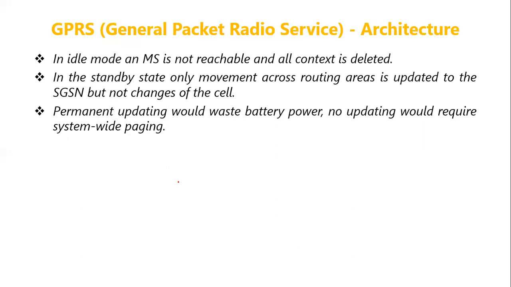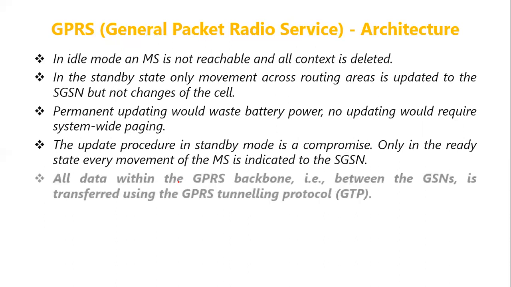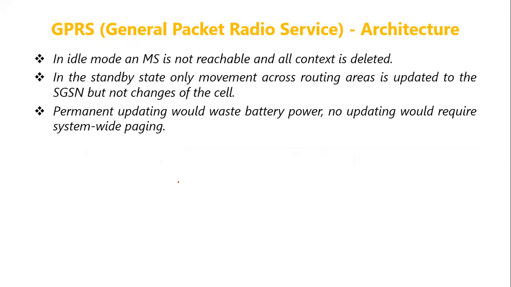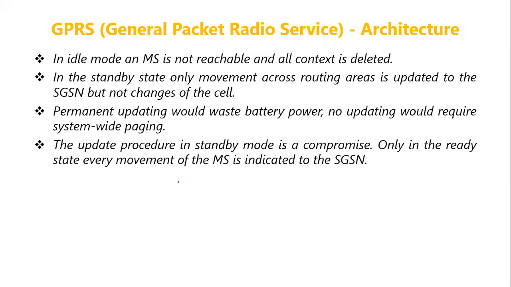Only in the ready state, every movement of the MS is indicated to the SGSN. So there are three states: idle, standby, or ready. If the mobile station is in the ready state, then every movement of the mobile station will be updated to the SGSN. If it is in standby mode, then the routing information alone will be updated. But if the mobile station moves from one cell to another cell, that won't be updated. If it is in the idle mode, then the mobile station will not be reachable, and all context will be deleted.